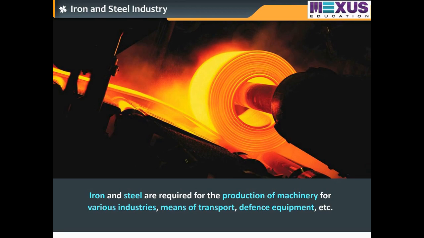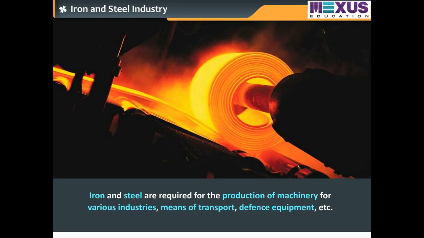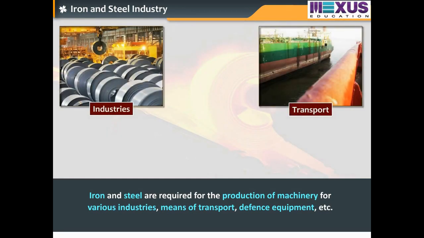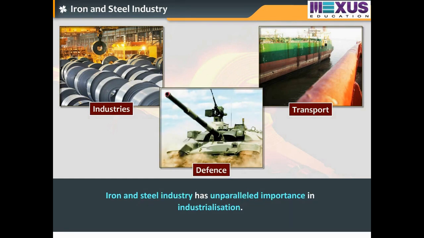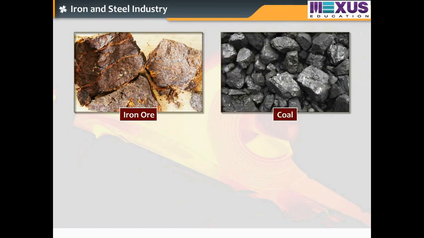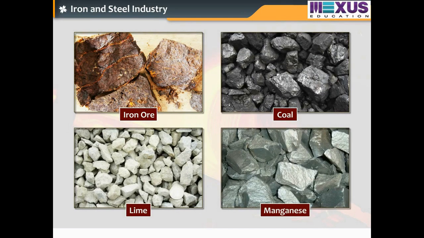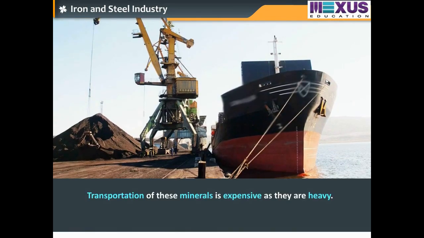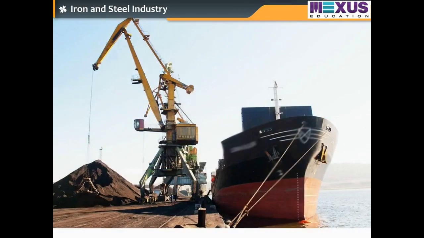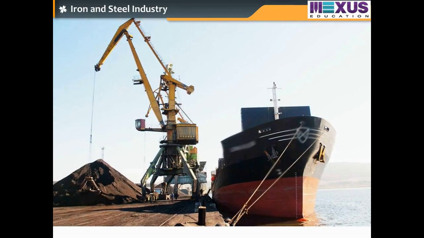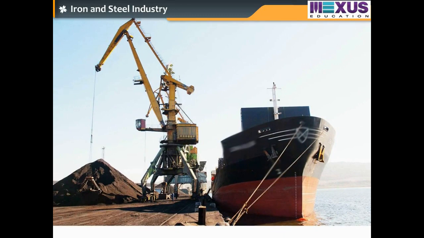Iron and steel are required for the production of machinery for various industries, means of transport, defense equipment, etc. The iron and steel industry has unparalleled importance in industrialization. Iron ore, coal, lime, and manganese are required for iron and steel industry. Transportation of these minerals is expensive as they are heavy. Therefore, this industry is found in the area producing coal or iron ore.